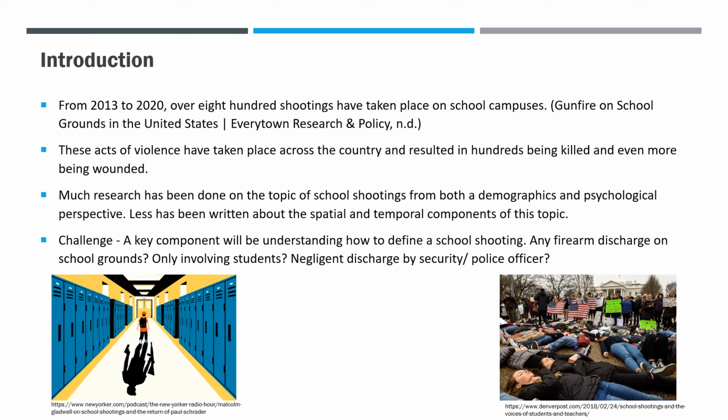Some have examined the individuals who perpetrated these attacks, but less has been written about the spatial and temporal components of this topic. In the emotionally charged aftermath of school shootings, politicians, activists, news media, and ordinary citizens often cite statistics that can present a distorted view of how many of these incidents occur. These statistics are often used to fuel ongoing debates about gun control, arming teachers, and school security.